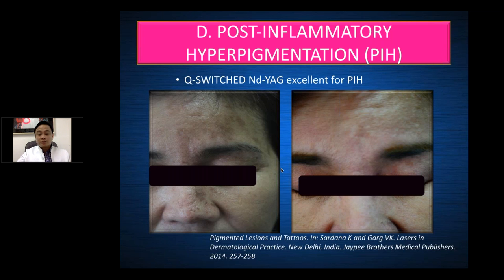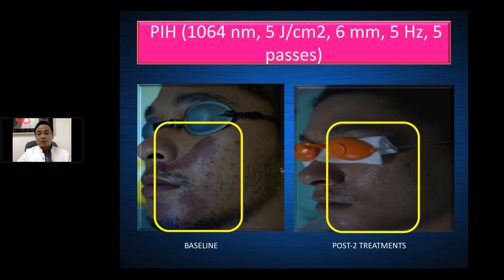And this is a younger patient who had a vehicular accident and wanted the pigmentation to disappear fast. So I used a triple combination cream of Arbutin, Fluocinolone, and Retinol as a topical cream. And at the same time, used the Q-switch NDIAG. The patient had 2 treatments with the following settings. And after 2 treatments, there was a very significant lightening of the post-inflammatory hyperpigmentation.